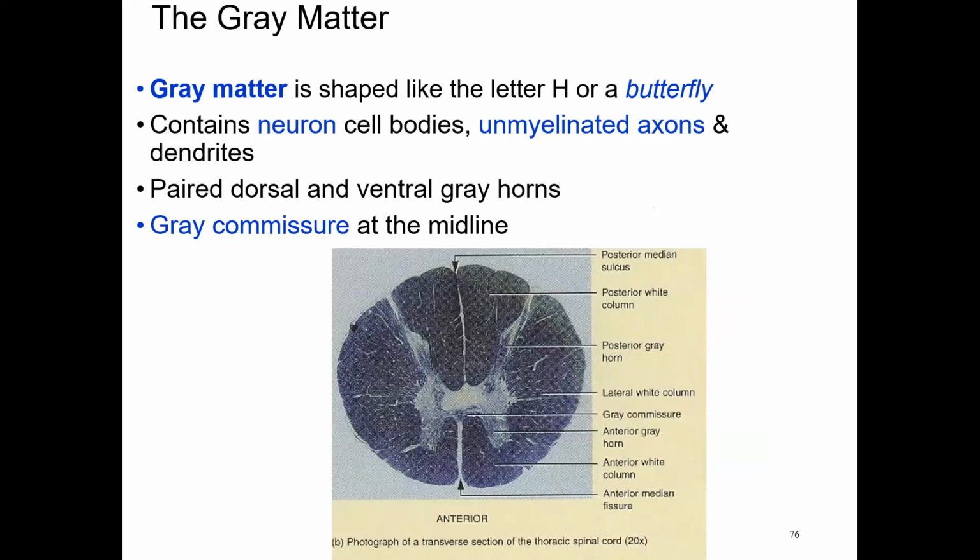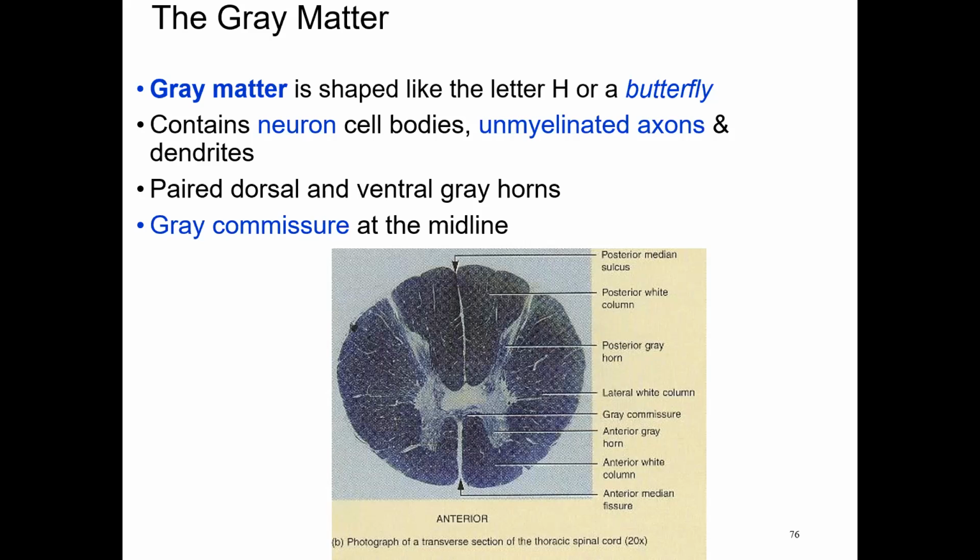So now, there is our gray matter and our white matter. In this case, the white matter is dark and the gray matter is light. I don't know why it's backwards. The cell bodies of the neurons are found in the butterfly. The unmyelinated axons and the dendrites are found in there. And we have the dorsal and ventral horns.